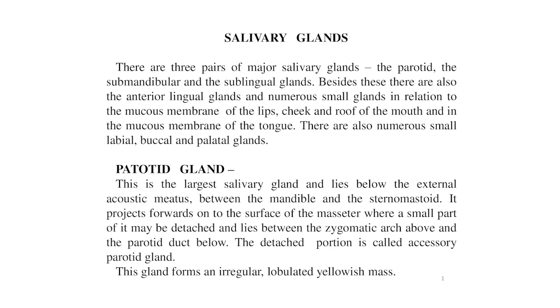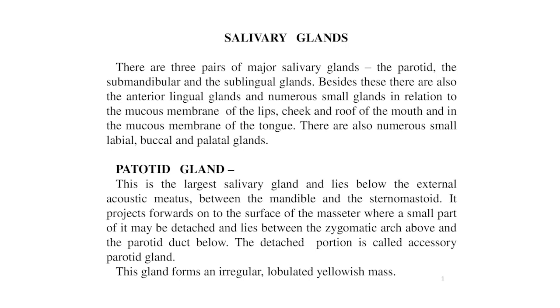Now first we start with the salivary glands. These are the three pairs of the major salivary glands: the parotid, the submandibular and the sublingual glands. Besides this, there are also the anterior lingual glands and numerous small glands in relation to the mucous membrane of the lips, cheeks and roof of the mouth, and in the mucous membrane of the tongue. There are also numerous small labial, buccal and palatal glands.